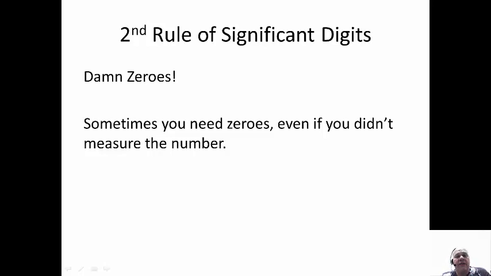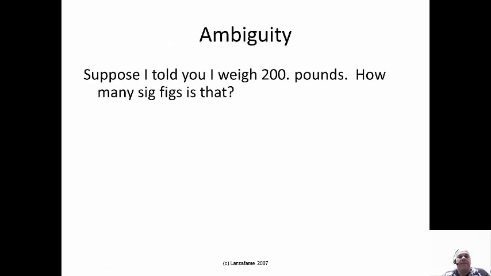So sometimes zeros represent actual known information, and sometimes they're simply place markers. If you consider my weight of 200 pounds, how many sig figs is that? Well, in fact, it depends on how it was measured. It could be that I measured my weight to the nearest half pound, in which case all three of those digits are significant.